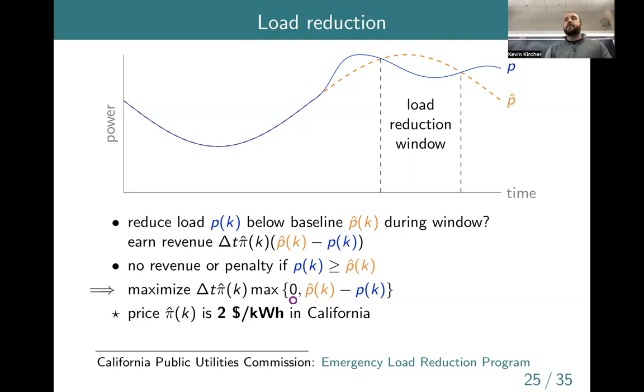Yes, question. How do they choose your baseline? What's decided? I'm guessing this is for a large building in California. Yep.